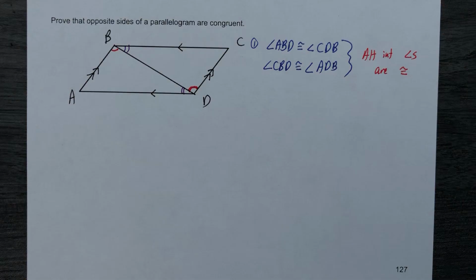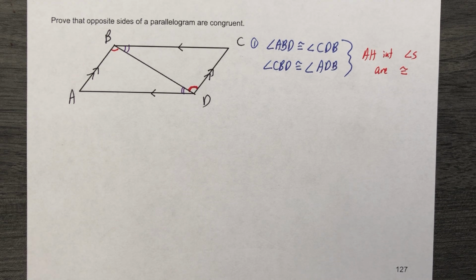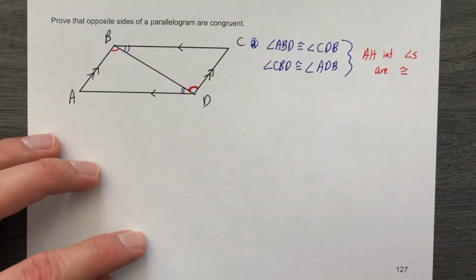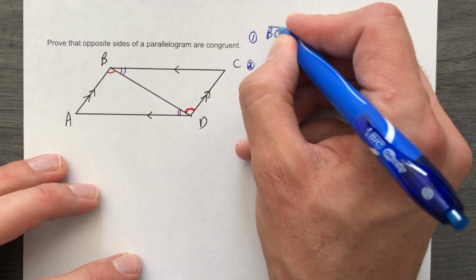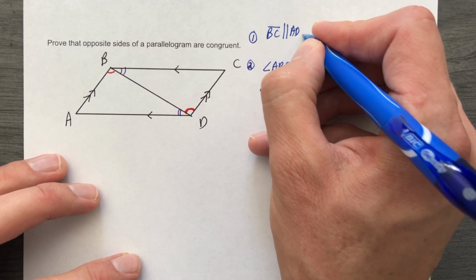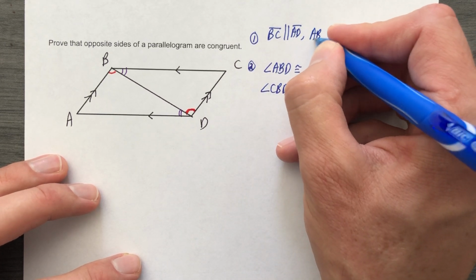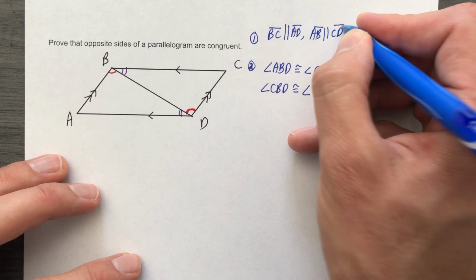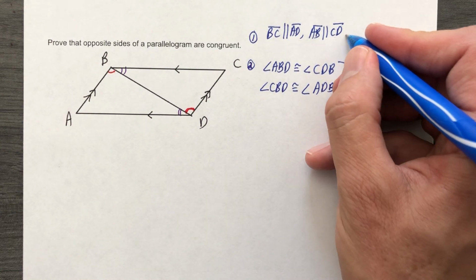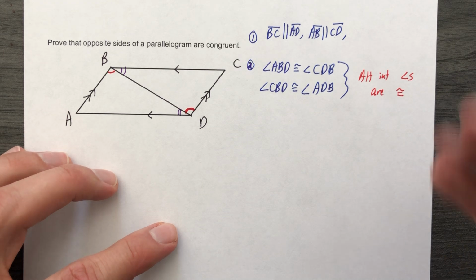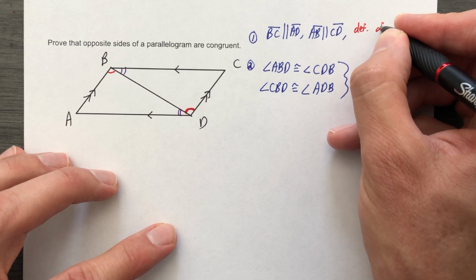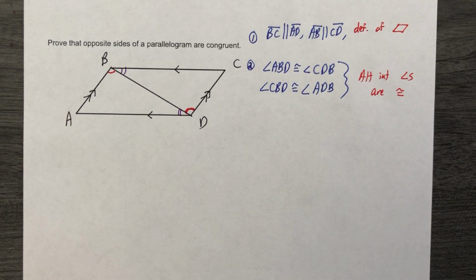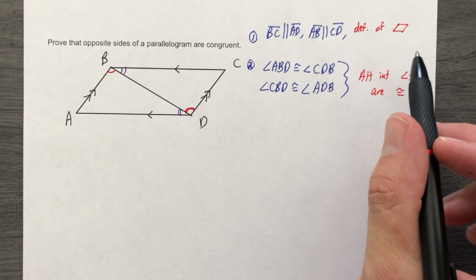Now, if you want to back up an extra step, which I probably should have done, I actually want to be really specific about this and start here. We're going to let that be step 2. We're going to say that BC is parallel to AD, and AB is parallel to CD. And the reason for that is because it's a parallelogram. So this is the definition of a parallelogram. We're going to justify everything, okay?